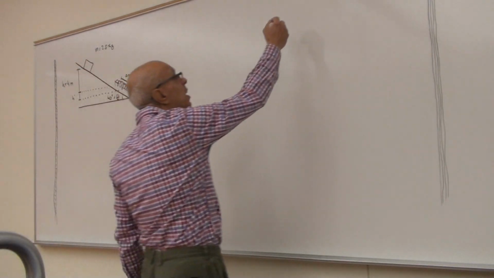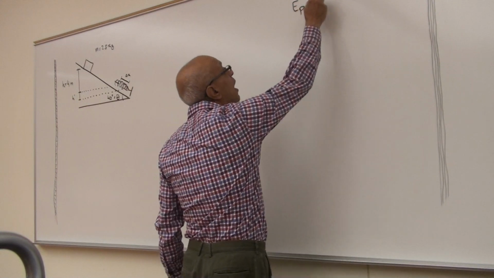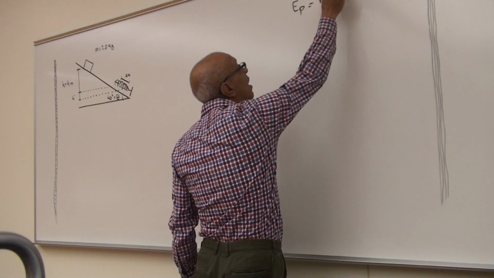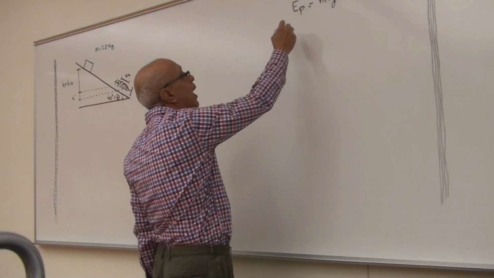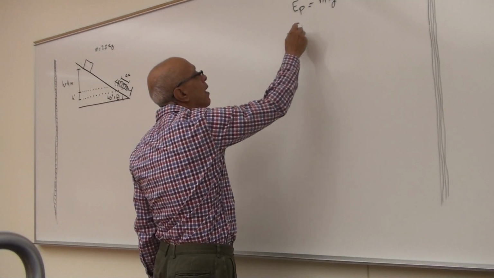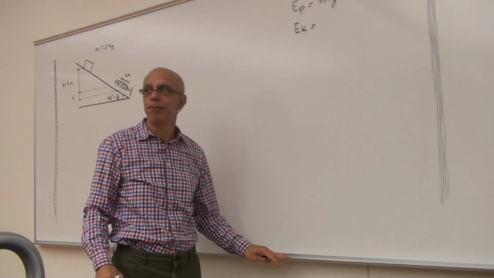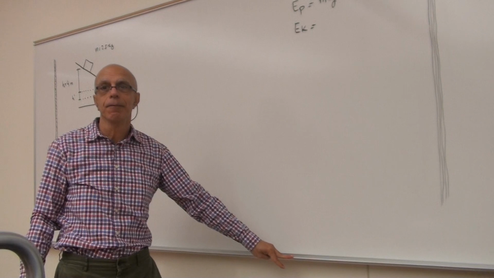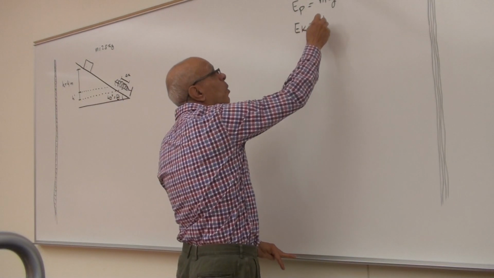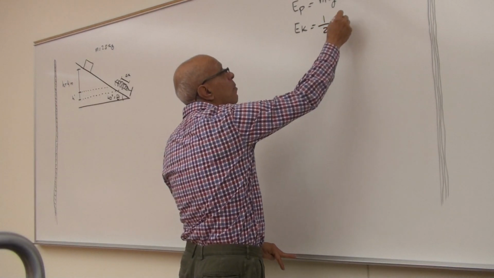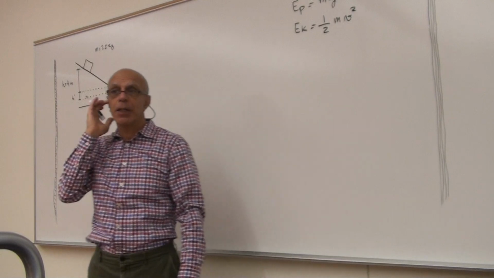Potential energy is EP equals mgh, right? And remind me, what is kinetic energy? EK is equal to what? Do you guys remember the formula? One over two mv squared, right? V is the velocity.